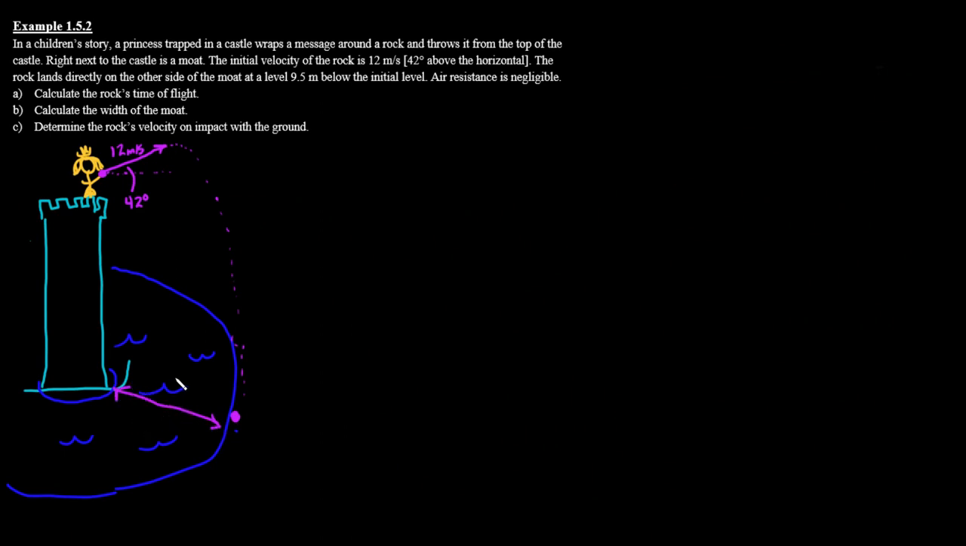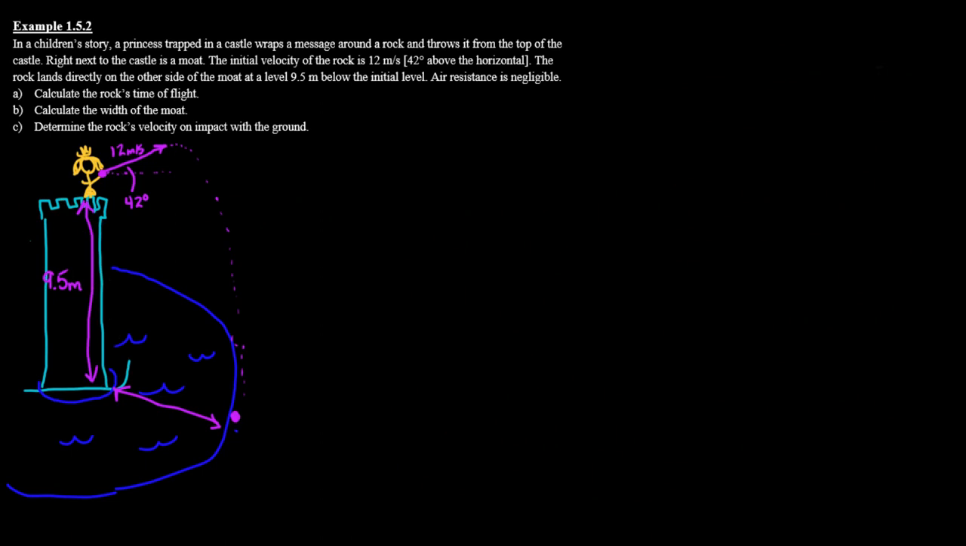That's what's going to allow us to determine the width of the moat for B. But then the last piece of information is that the height she is above the ground is 9.5 meters. So she's throwing a rock. It's going up, coming down, and landing directly on the other side of the moat. And that's the assumption that we're making here.